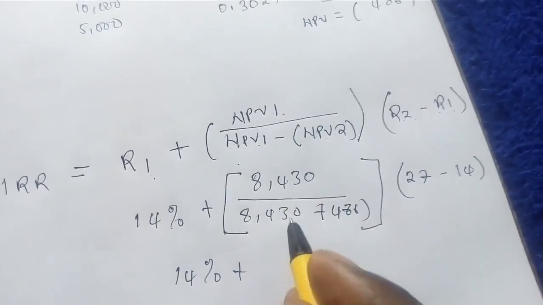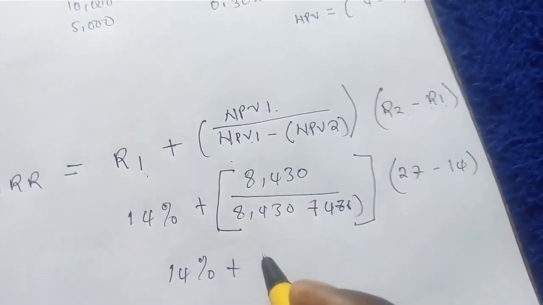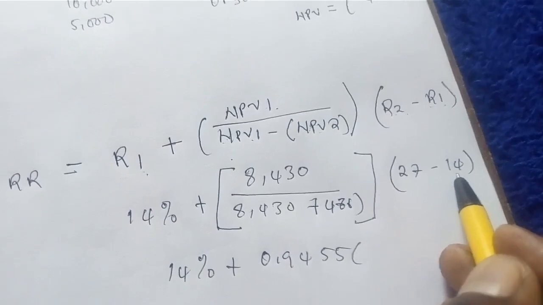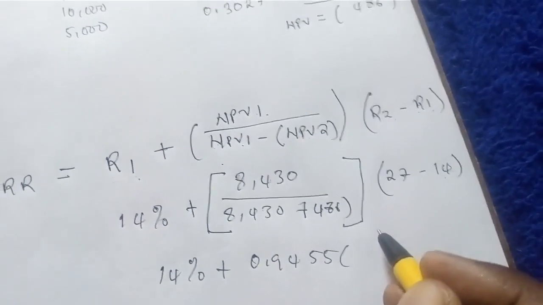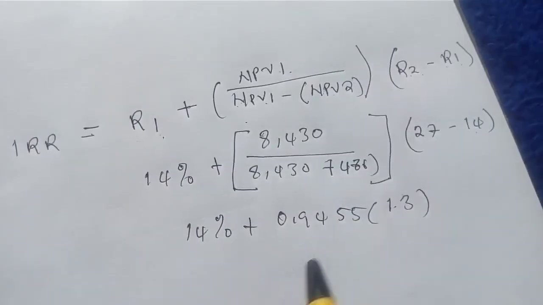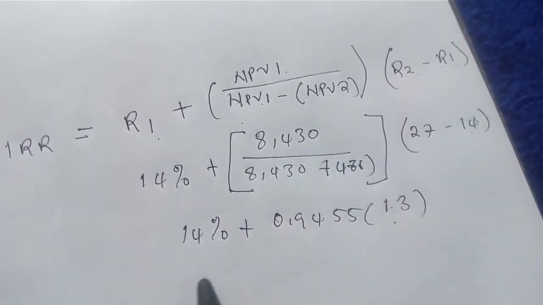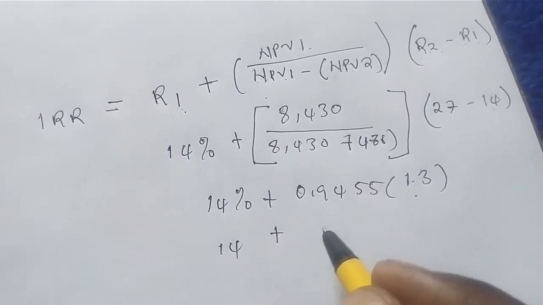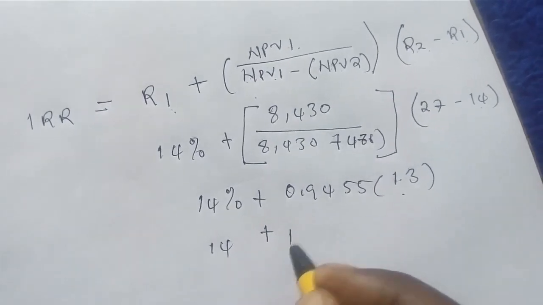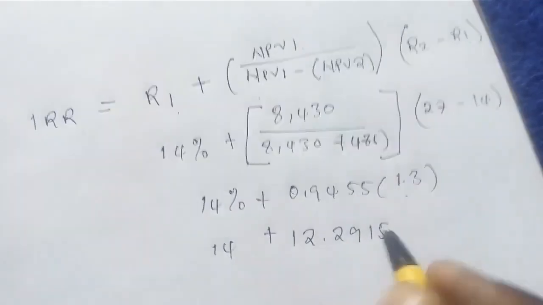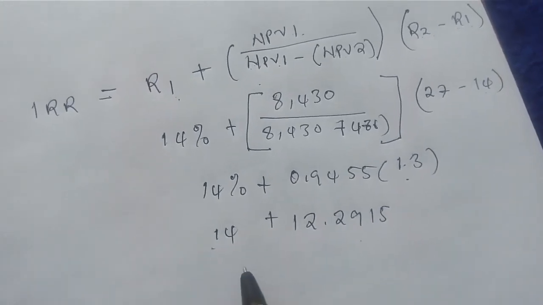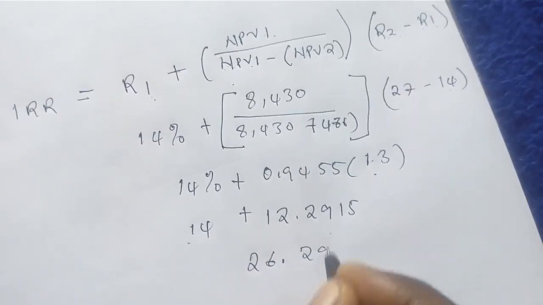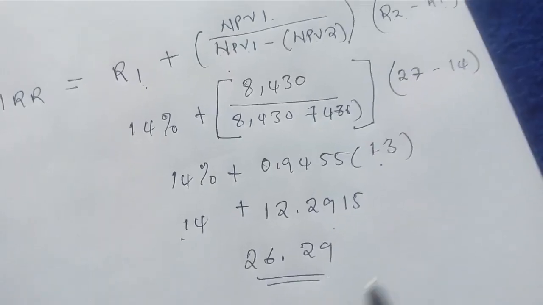So after dividing this, we have 0.9455. And then when we subtract 27 less 14, we're going to get 13. So doing the multiplication here, we have 14, we just bring it down, plus when we multiply these two, we have 12.2915. Then when we add this and this, that gives us our internal rate of return, which is 26.29, rounding it off to 2 decimal places.